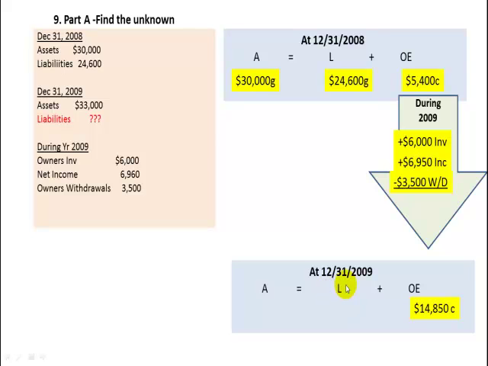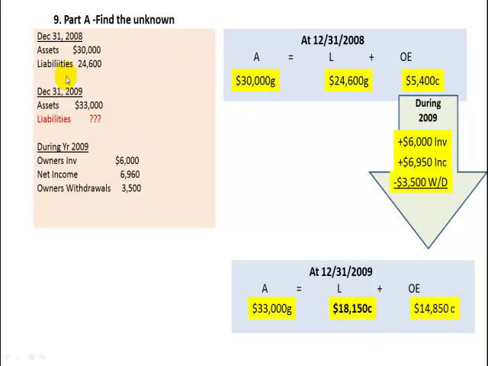Okay, remember all along we're looking for this liability, and now we know owner's equity at the end of the year. We were given assets at the end of the year, which was 33,000. And the difference between these two will give us what we're looking for, the unknown, which would be liabilities at the end of the year, which in this case would be 18,150.